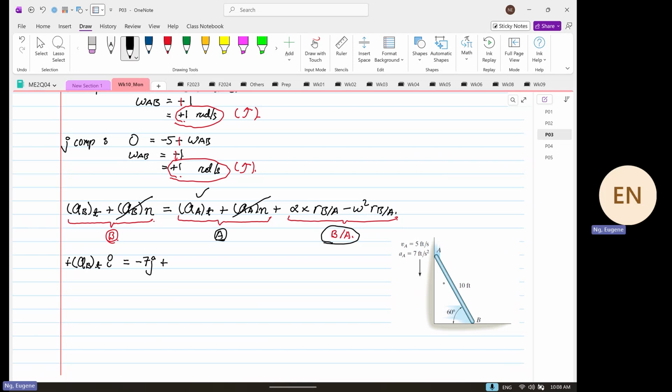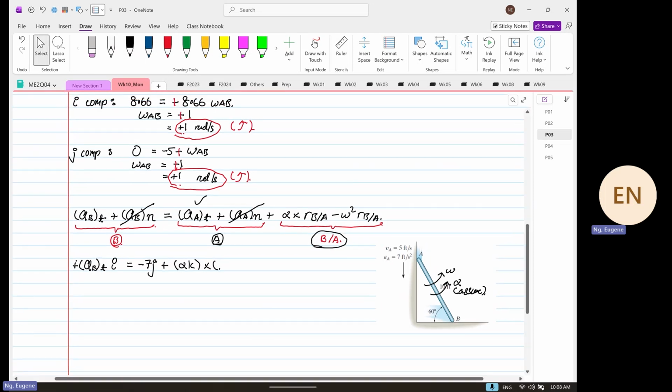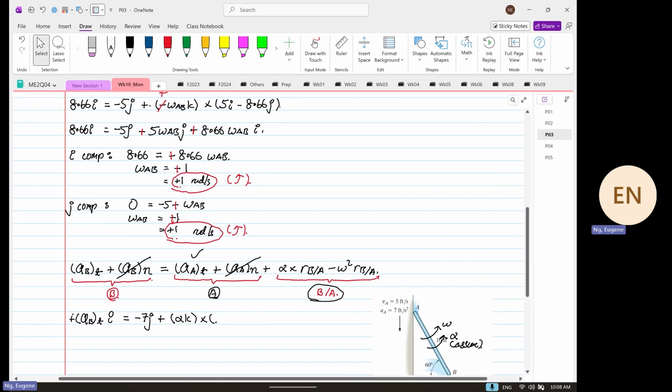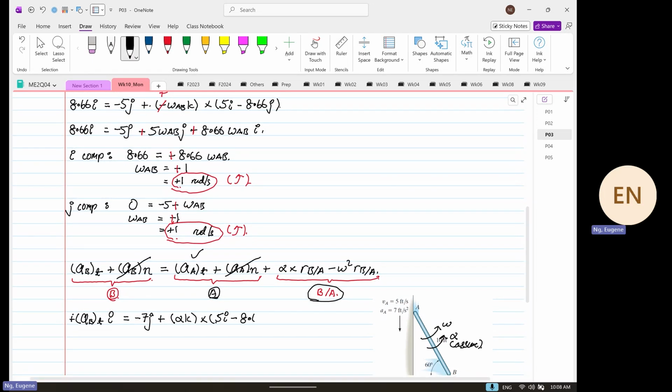Plus, we know that this is our omega. I'm going to assume that alpha is in this direction. Again, this is an assumption. So we have alpha K cross RB from A. RB from A, we know that is equal to 5I minus 8.66J, minus omega squared. Our omega squared is 1 squared, times 5I minus 8.66J.